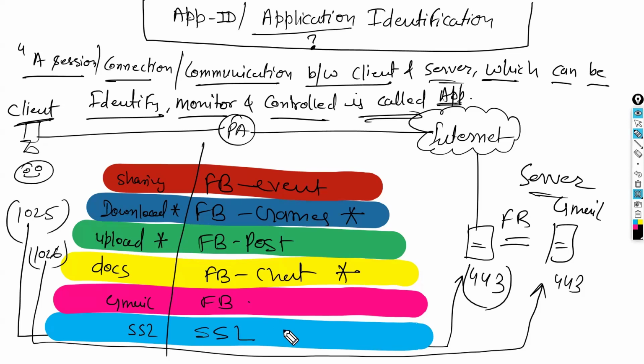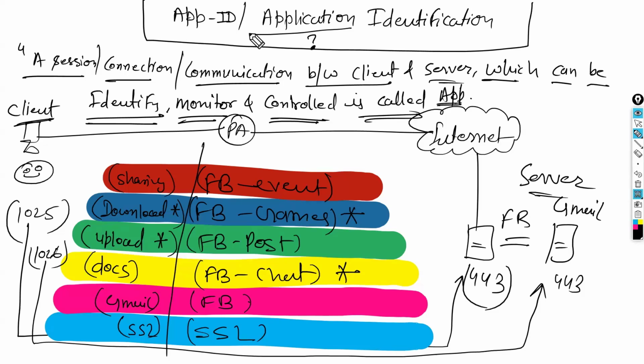Like, for example, Palo Alto can identify this is SSL traffic, this is Facebook, Facebook chat, Facebook post, Facebook games, Facebook event. Similarly, this is SSL, this is Gmail, Google Docs, upload, download, and sharing. So multiple signatures are there, more than 3000 or 4000 signatures, using which you can identify the session, connection, or communication between client and server, monitor it, as well as control it, what is allowed or what is denied.